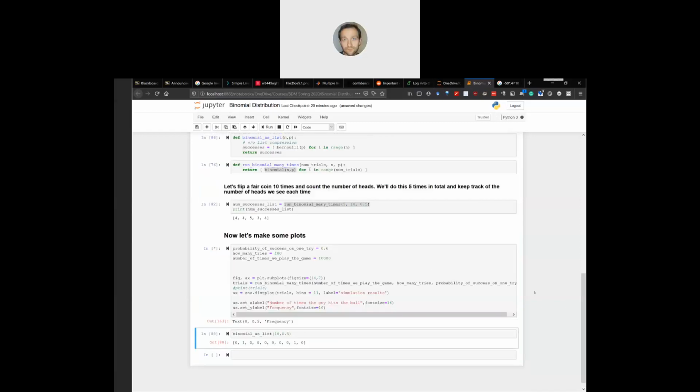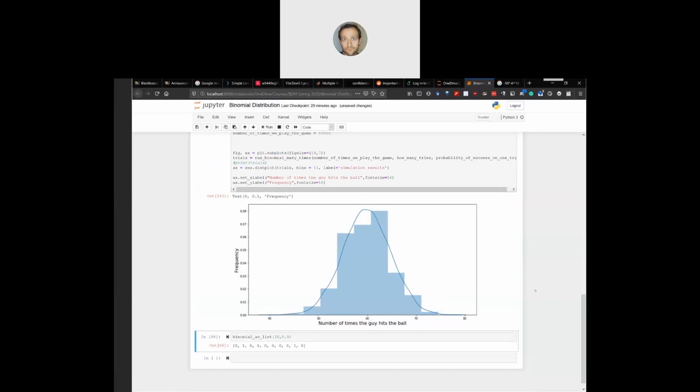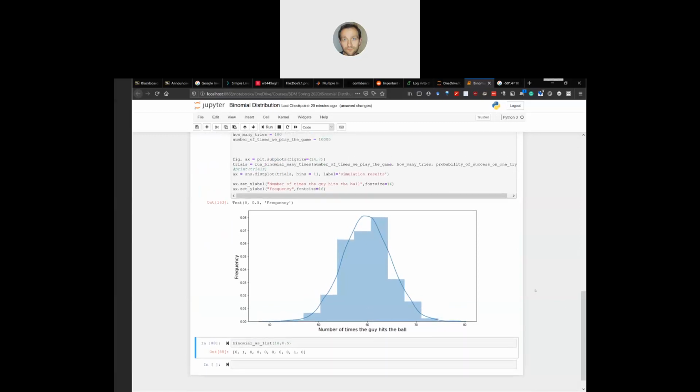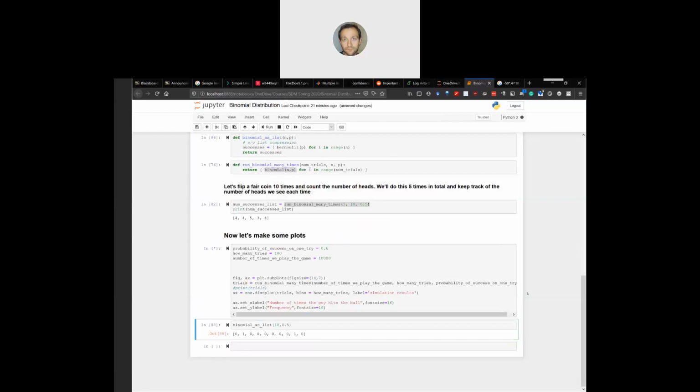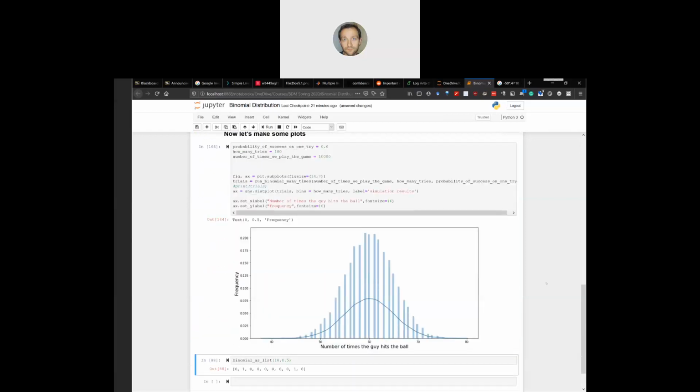Let's see. Oh, sorry, I should do this. Bins. Yes, here. There you go. All right. So, is that what you mean when you say that it's more spread out? Well, yeah, it'll be more bars because you're trying more times. Yeah, right, exactly.